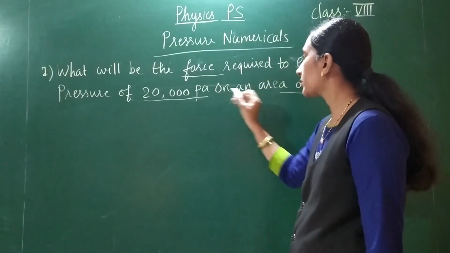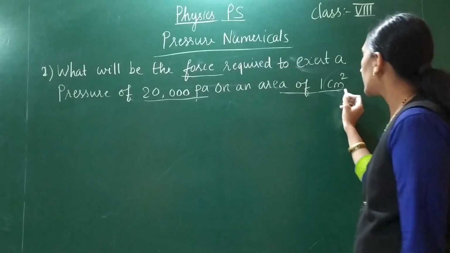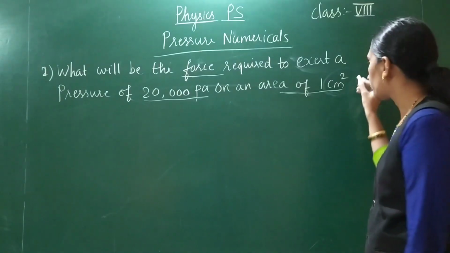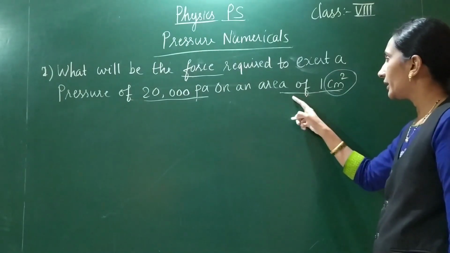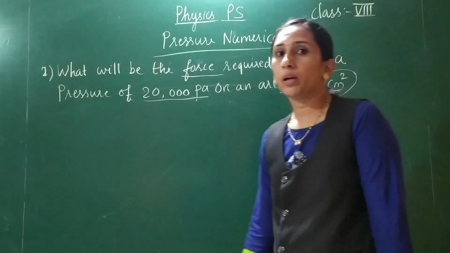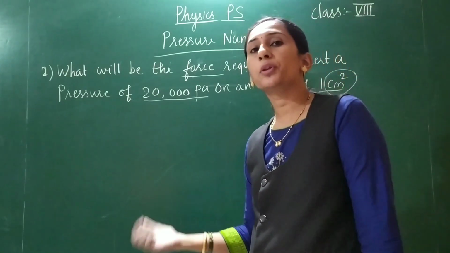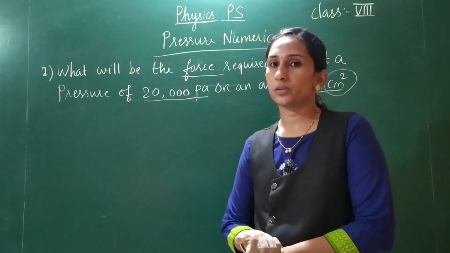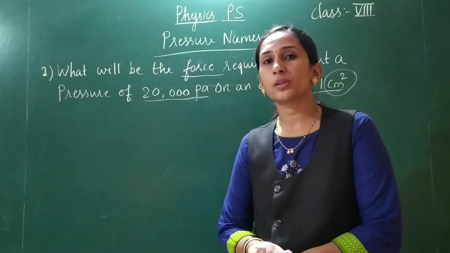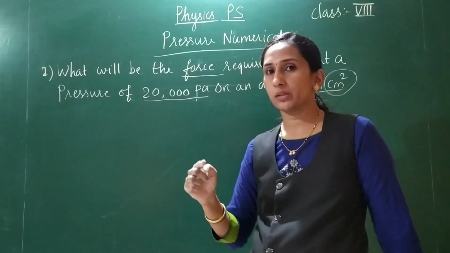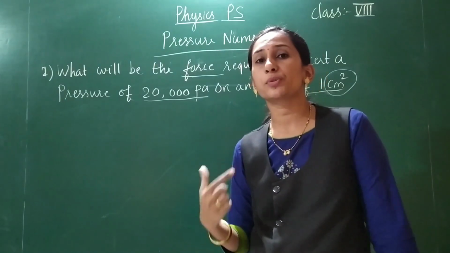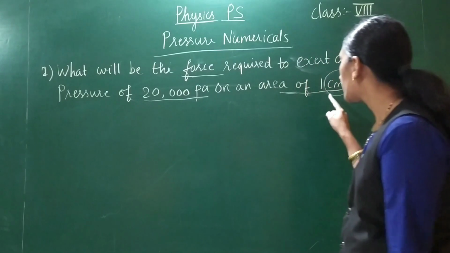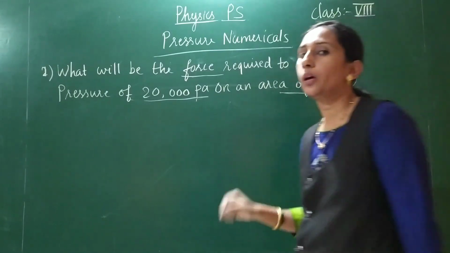Pressure is given as 20,000 Pascal, and area is given as 1 centimeter square. Now see, in this question the area is given in centimeter square, but here we have to convert it into meter. Why? Because the unit we are using is meter square. Pressure is in Newton per meter square, and area we are taking in terms of meter square. So instead of centimeter you have to convert it into meter.